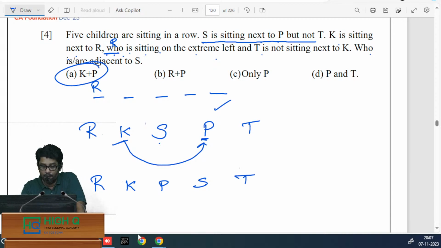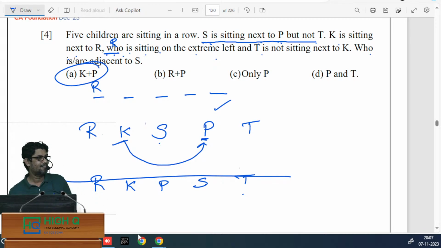But here the problem is what, S is sitting next to P, but not T. In this case, if I take this case, what exactly are we getting? T is sitting next to S is coming now. How is it possible, my dear? Sir, R, K, P, S, T is also right. No, Sriram, I hope now you understand. R, K, P, S, T is not right based on the given condition.